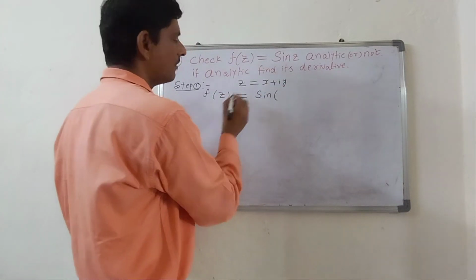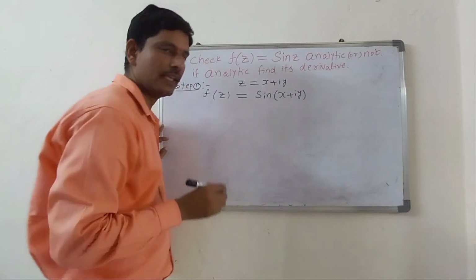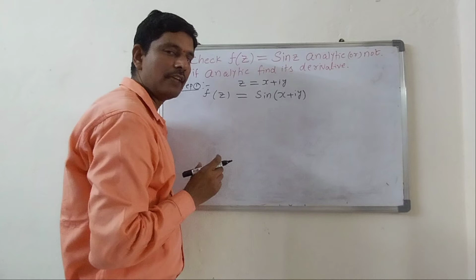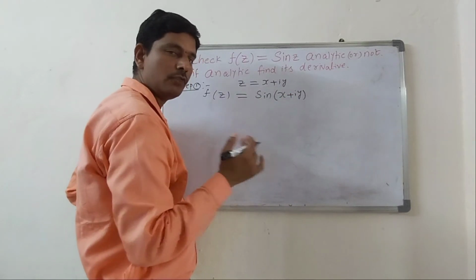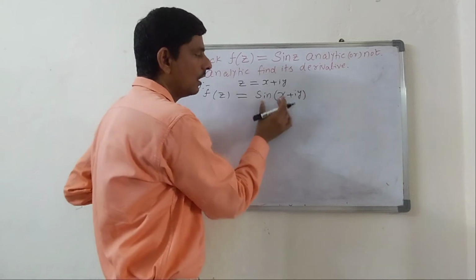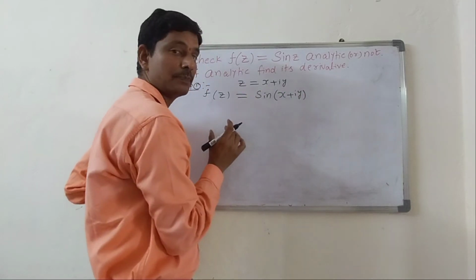So that f of z is equal to sin of x plus iy. Is it in the form of u plus iv? Can we separate this as u plus iv? No. Then what should we do? Yes, we have to apply the formula for this, that is the sin of a plus b formula first.